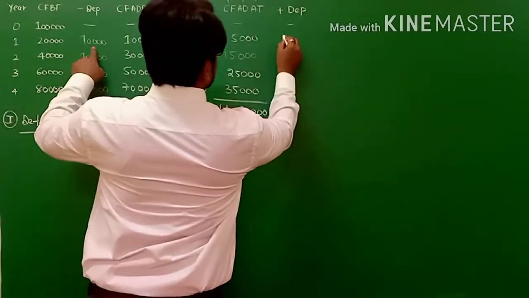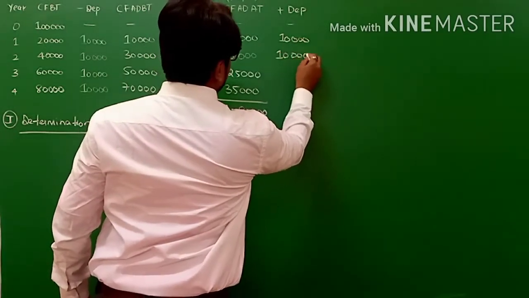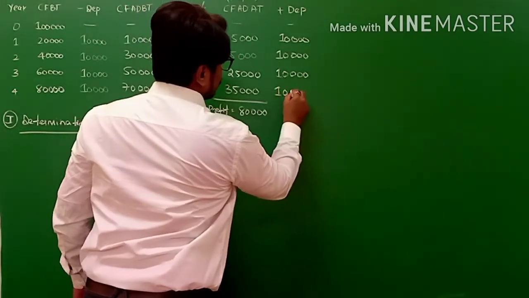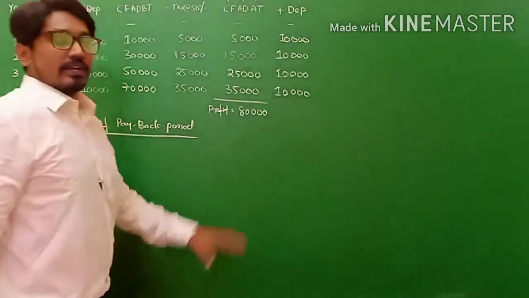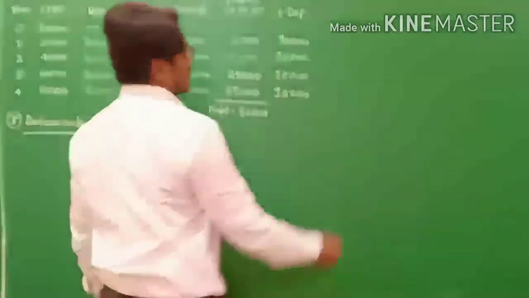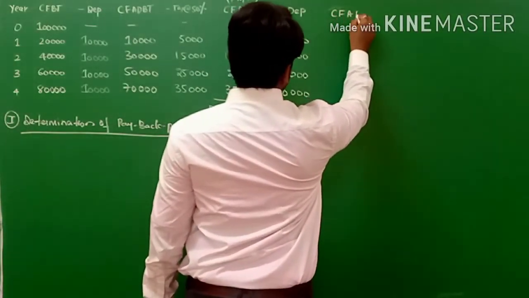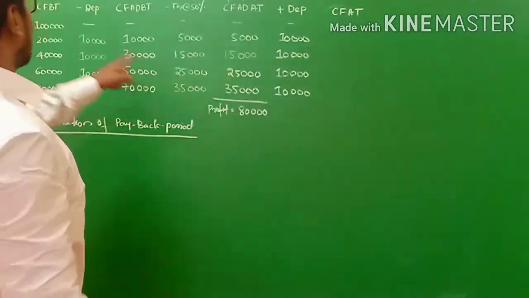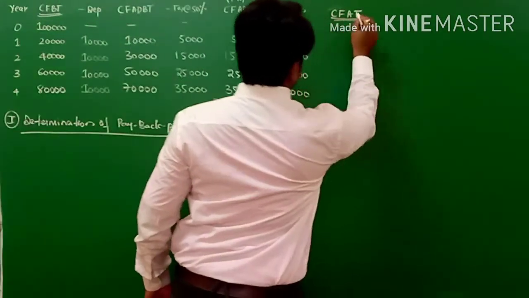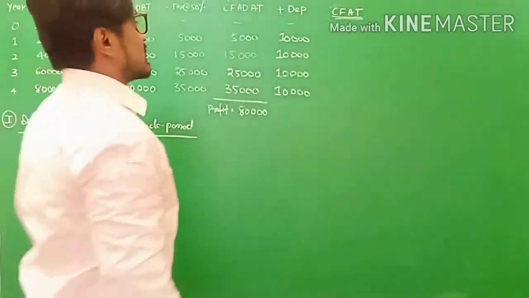The depreciations are the same. It is 10,000 because the straight line method is being applied. The same depreciation we have to add here. So these are the 4 years of depreciation. We add this depreciation to this profit, and if you add it, it is nothing but CFAT. This is the conversion of CFBT into CFAT, my friends. It is very important to apply the techniques of capital budgeting.